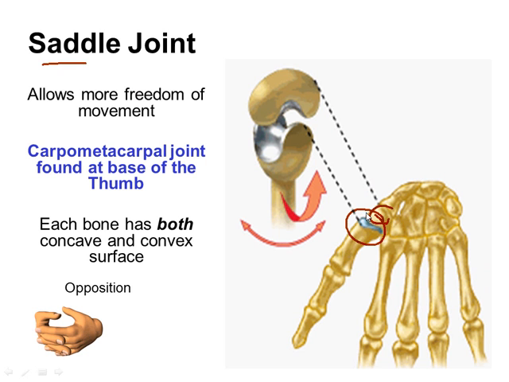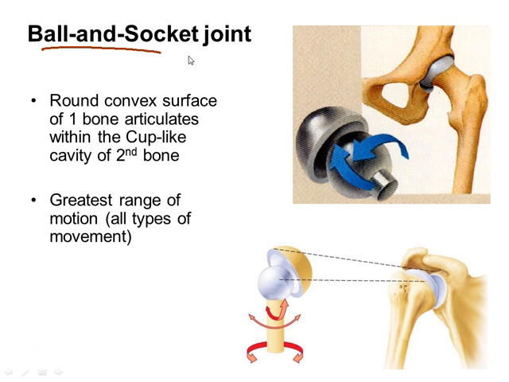So the thumbs are non-coordinated? And then the ball and socket joint. The two ball and socket joints are where? What do you think? Your hip and shoulder. And these are the most movable. The greatest range of motion, all types of movements.